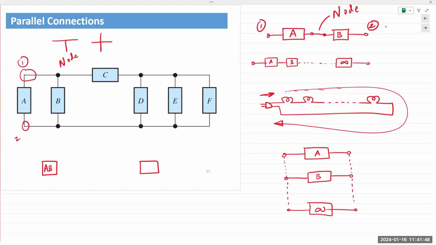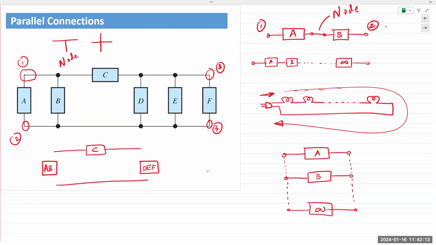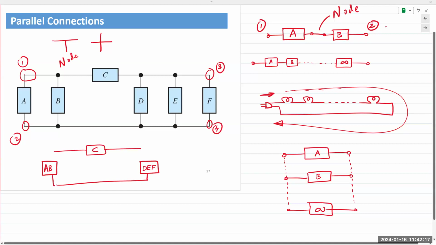One, 2, 3, and 4. This is D, E, and F. So we reduced A and B to one element. We reduced D, E, and F to one element. The reason I'm saying take it step by step is because students often make an error when they do not, and so they would end up with the wrong or incorrect answer.